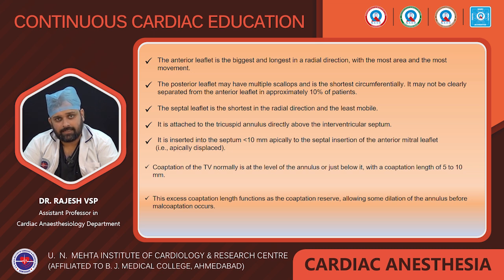It is attached to the tricuspid annulus directly above the interventricular septum. It is inserted into the septum less than 10 mm apically to the septal insertion of the anterior mitral leaflet. That is why it is called apically displaced. Coaptation will be at the level of the annulus or just below it, and the coaptation length is 5 to 10 mm. This has to be remembered because this excess coaptation length functions as coaptation reserve, allowing some dilatation of the annulus before malcoaptation occurs.